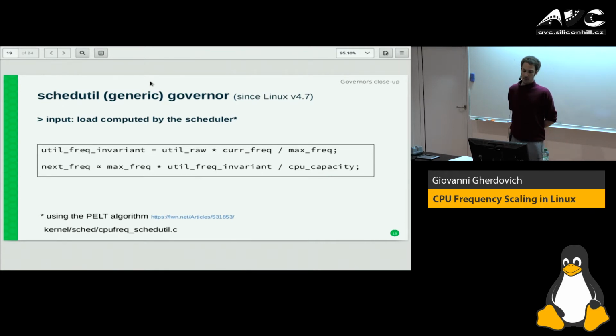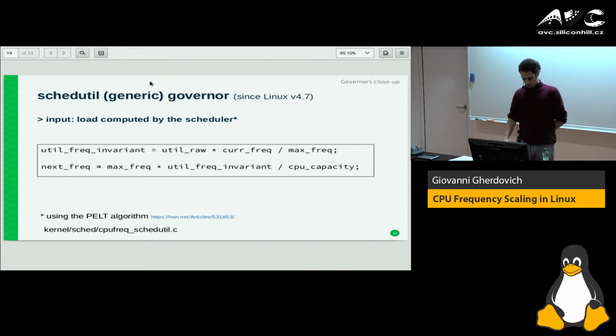And this is what happens in the schedutil formula. You have this util freq invariant, which utilizes the util raw data, the load that the scheduler has computed, and scales it by the ratio of current frequency divided by the max frequency. And then, simply enough, the next frequency is going to be this frequency invariant load that we just computed, divided by the maximum CPU capacity, and then we multiply by the max freq to get into the scale.